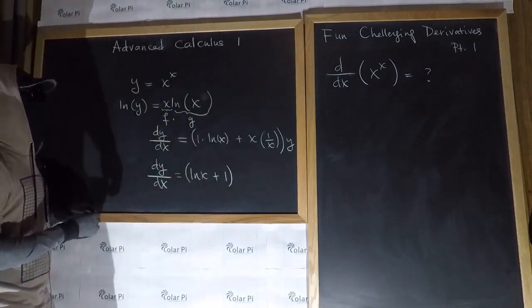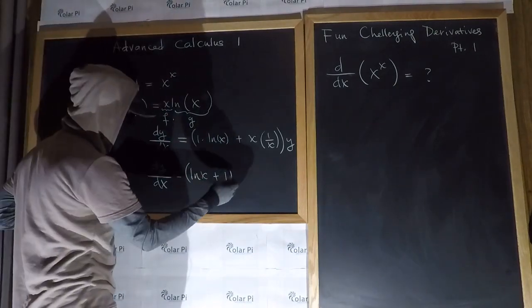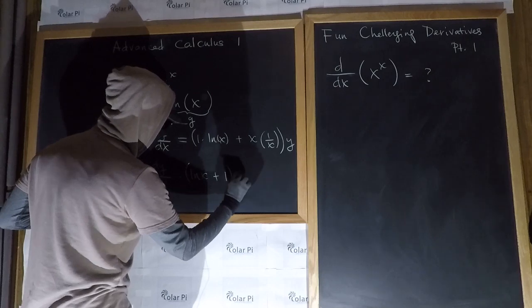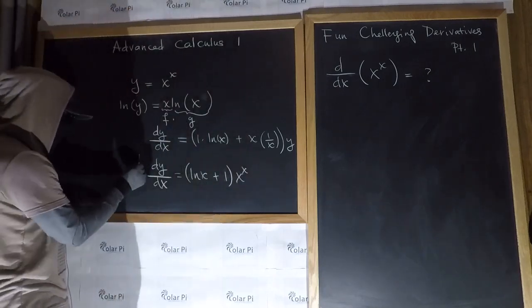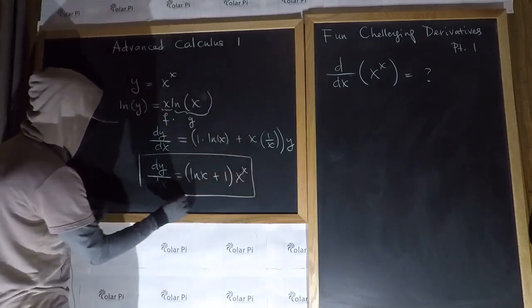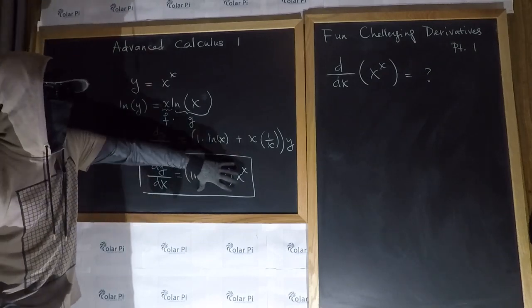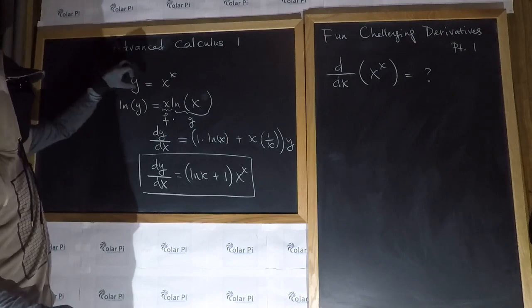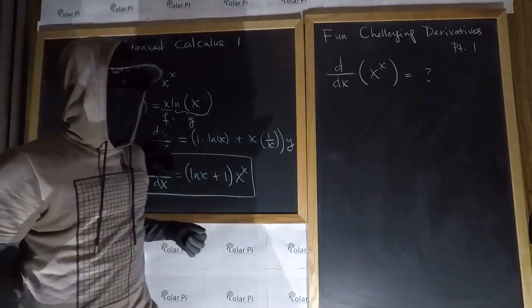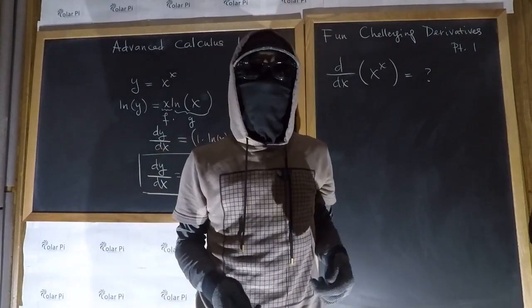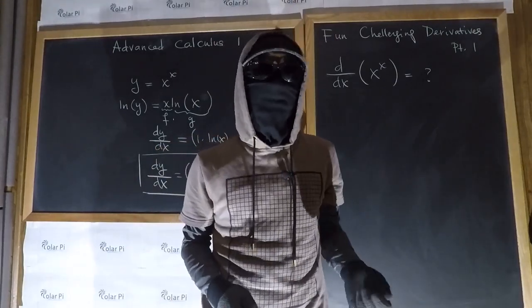But y was x to the x, so all of this is multiplied by x to the x. And voila! So we have found the derivative of x to the x, which is this here. We have found the derivative of y, but y is that, and so yeah. Yeah? Okay, cool, cool, cool. So next, we'll look at the derivative of x to the x to the x.